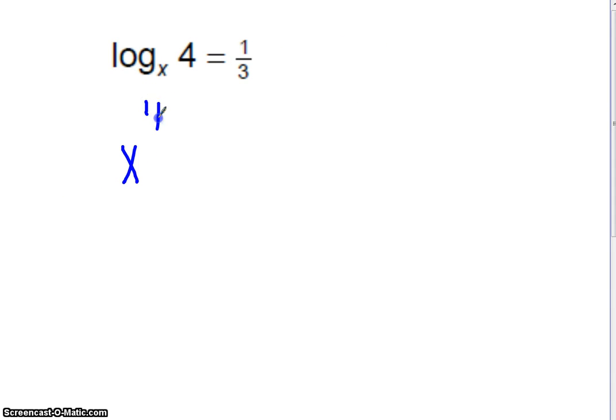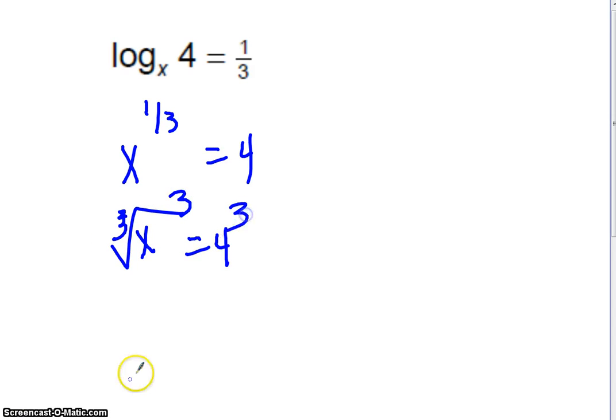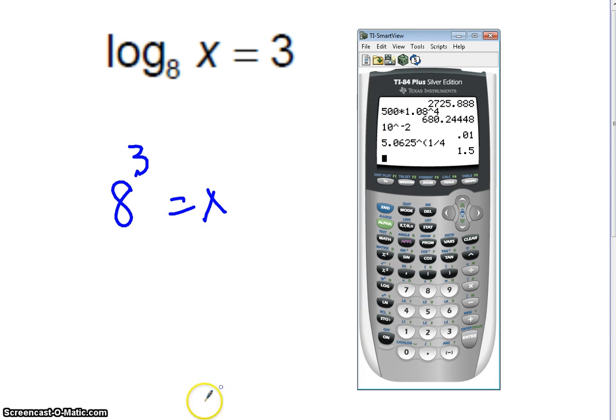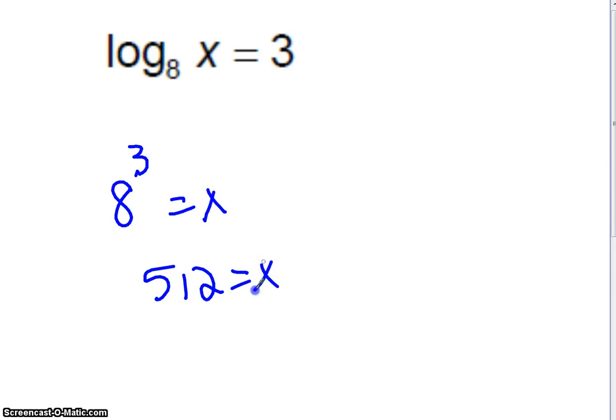This becomes x to the 1/3 is equal to 4. You would want to rewrite this. This is the cube root of x is equal to 4, so we're going to cube both sides. X is equal to 64. 8 to the 3rd is equal to x. If you weren't sure, you would take your calculator. 8 caret 3, 512 is equal to x.